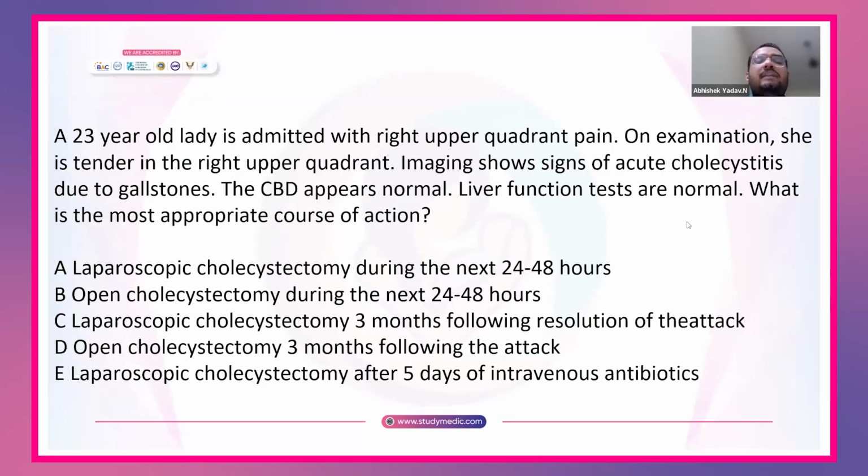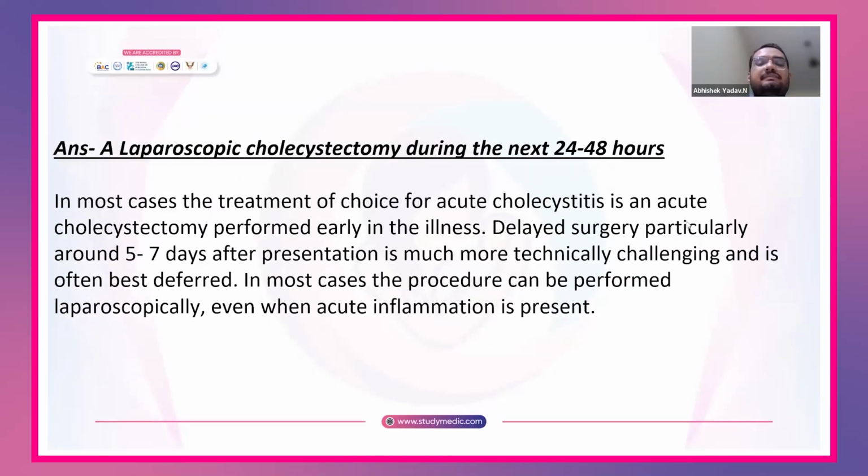A 23-year-old lady presented with right upper quadrant pain. On examination, she is tender in the right upper quadrant. Imaging shows signs of acute cholecystitis due to gallstones. The CBD appears normal. The liver function tests are normal. What's the most appropriate course of action? Whenever there is acute cholecystitis, we have to go for cholecystectomy. Since there are no adhesions or abnormalities, you can go for laparoscopic cholecystectomy during the next 24 to 48 hours.